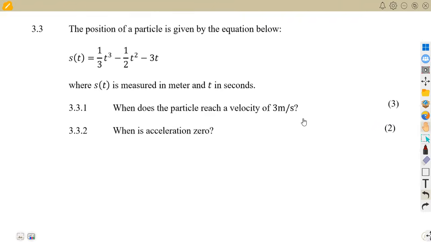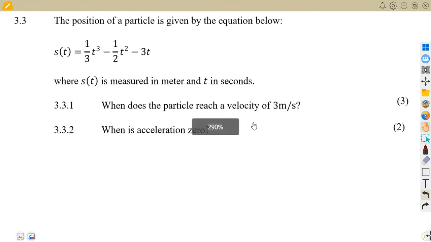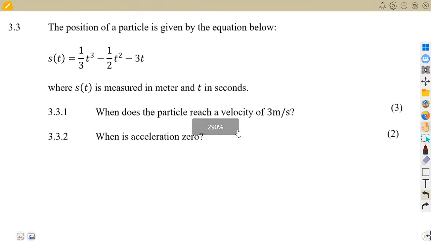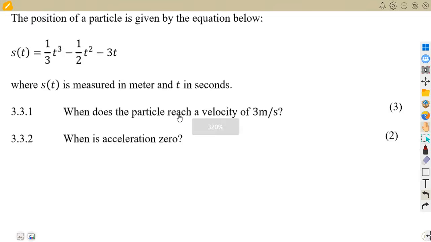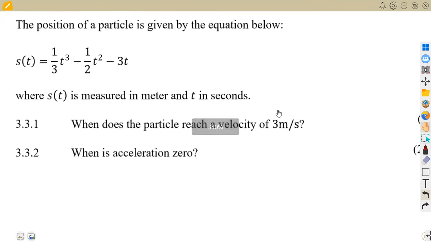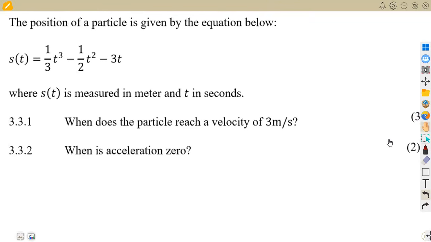Now on 3.3, we are given position. Okay, we are back again to the part of our linear motion concept, whereby we are given the position of a particle by this equation. So this is what is representing our particle in this case, which s(t) is measured in meters. We are talking about displacement here in meters. So s(t) is representing displacement and t is in seconds. All right. So this is our displacement in meters and our time in seconds.